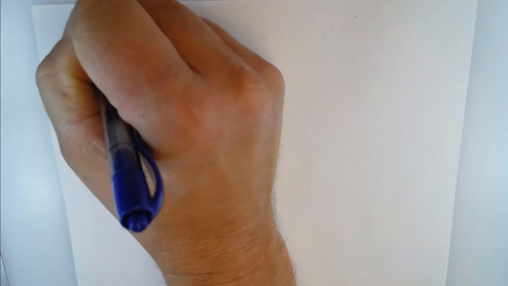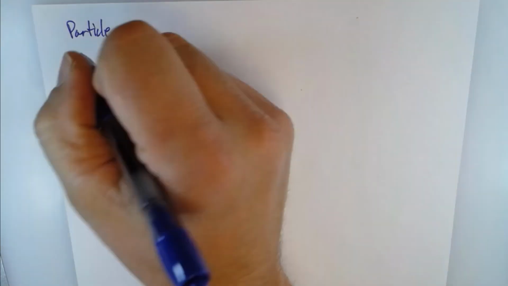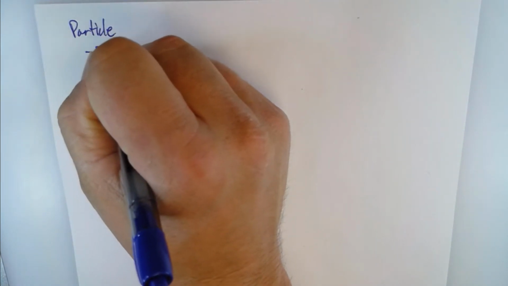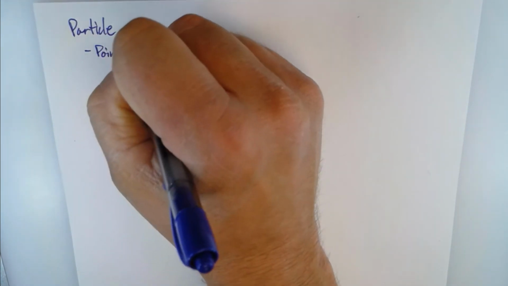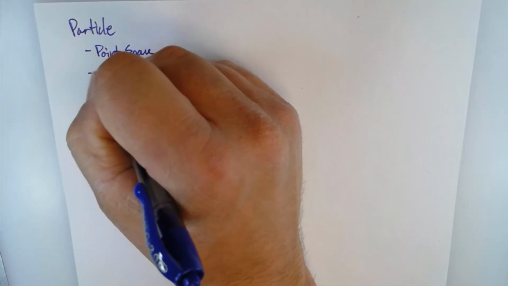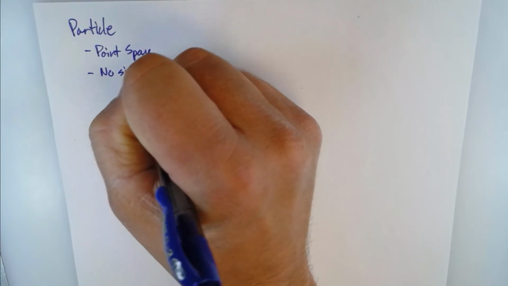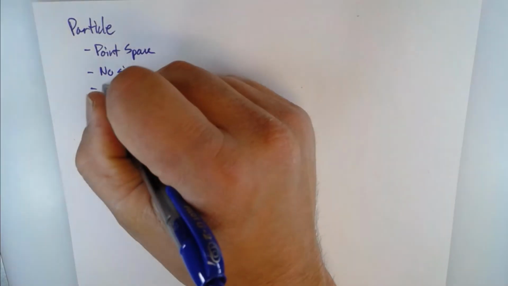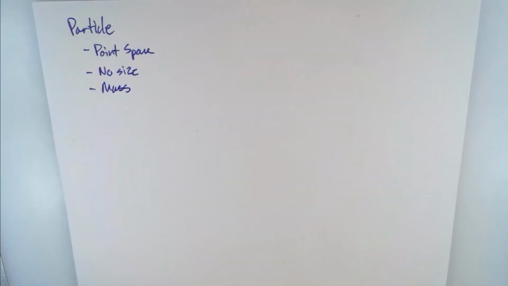Anybody remember what we said about a particle? What's important that we remember about a particle? It's a point, okay? It's a point in space. So what does that mean? There's no surface area, or another way to say that is no size. Is that okay? Okay, but what does it have? Mass. Okay, mass but no size.